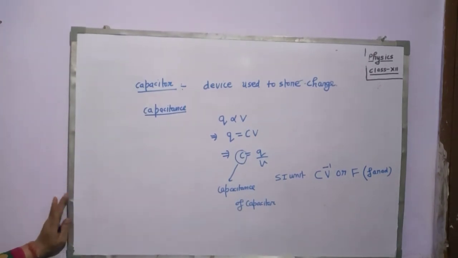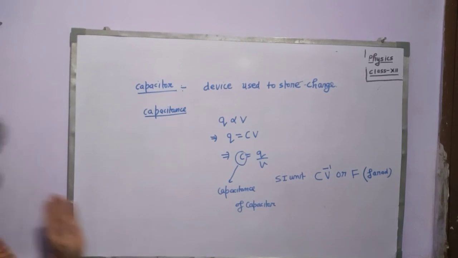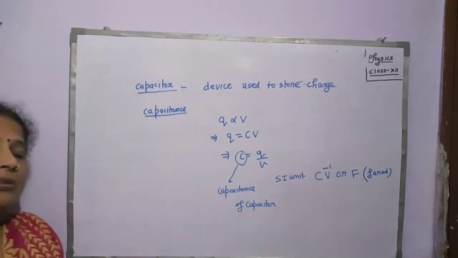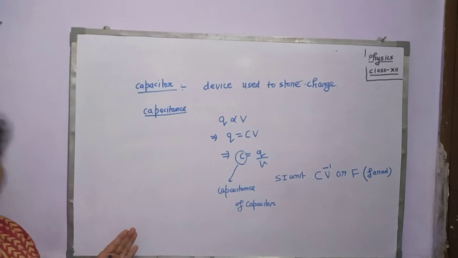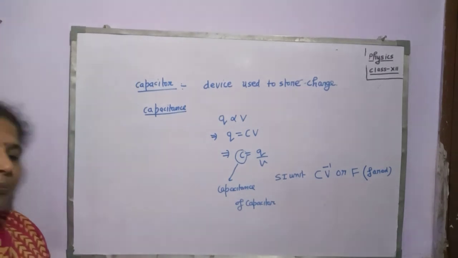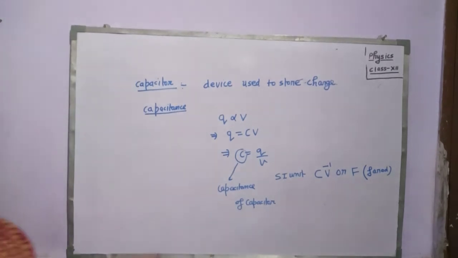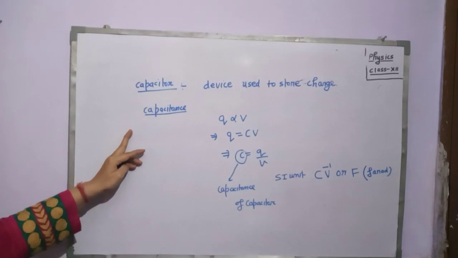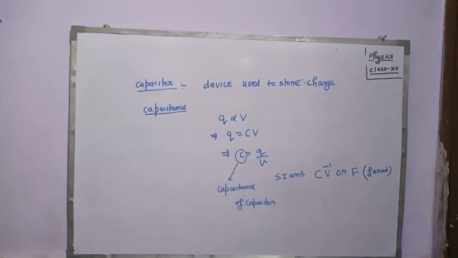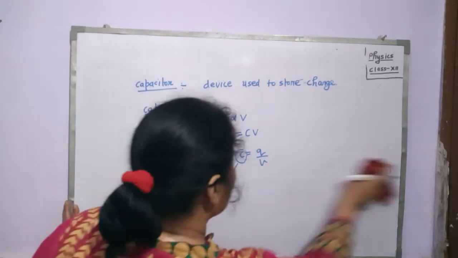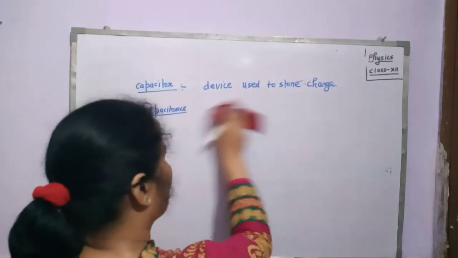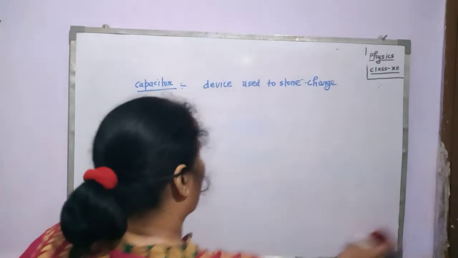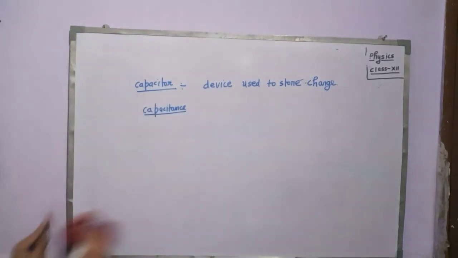So what is the capacitor? Any device which can store the charge. And what is capacitance? How much charge a capacitor can store. That means its capacity. It is measured in terms of capacitance. Now, farad is a very large unit of capacitance. In numericals in the examination, small units are given because farad is a very large unit.